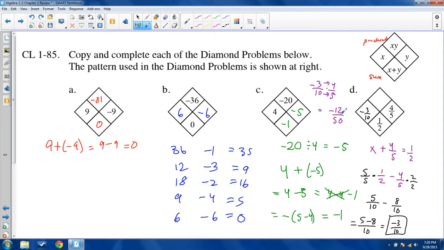But this fraction can reduce. Okay, I can divide the top and bottom by 2. Again, same thing. It's dividing by 1, so I'm not changing the number, but I am changing the way that it looks. Negative 12 over 2 is negative 6. 50 over 2 is 25. And that's the smallest that it can reduce to. So that number is negative 6 over 25. And there's all of number 85.